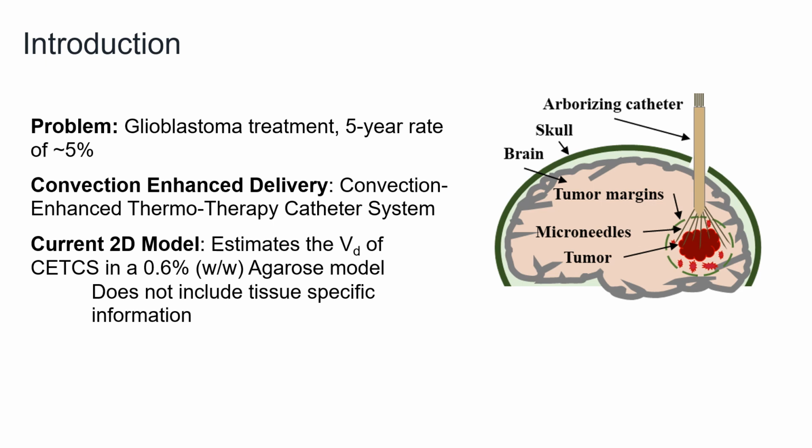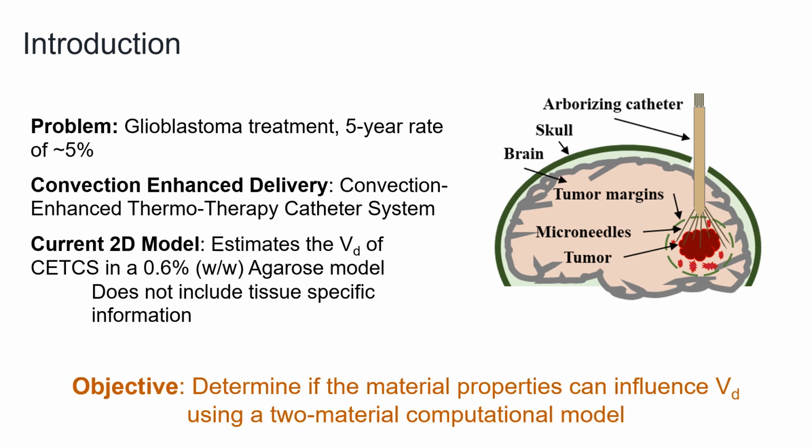Our lab has previously looked at the dispersal volume of sets in a 0.6 weight percent agarose gel and used this data to inform a 2D single material computational model. However, the current model lacks the heterogeneity of a tumor in the brain. For this work, we will determine how a two-material model could affect the change in dispersal volume.